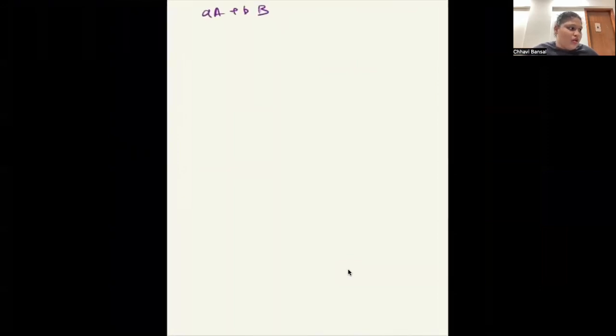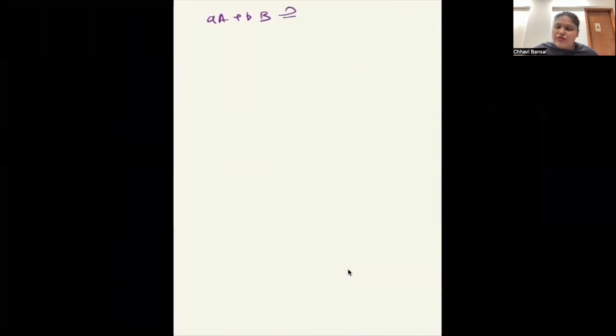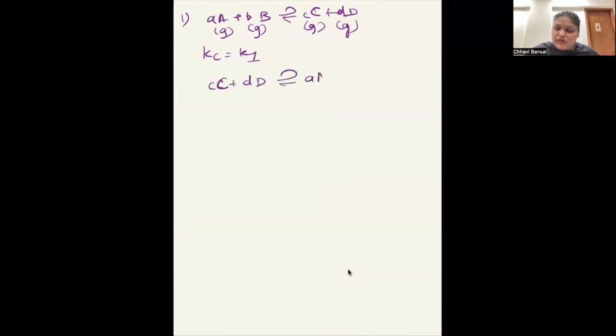So for example, you have this reaction A plus B is going to form C plus D. All are in the gaseous state. Now the value of Kc is K1. And then you are being asked for the Kc of the reverse reaction, which is equal to K2. So what will be the relation between K1 and K2?